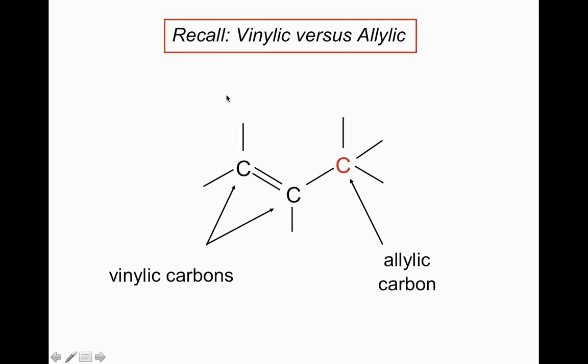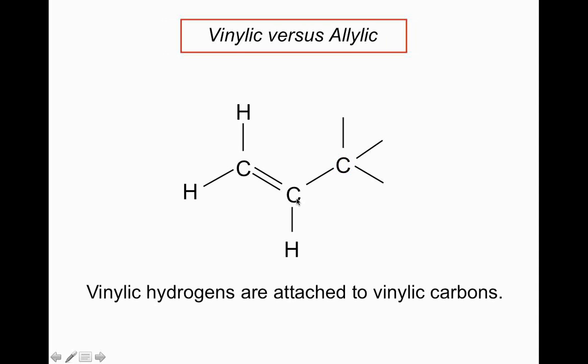So in order to distinguish between all the carbons, let's just look at this and break it down. Again, the vinyl carbons are indicated in black. These are the carbons that are in the pi bond together. The allylic carbon is the carbon that is bonded to one of the vinyl carbons. It doesn't matter which one of the two it's bonded to. If the carbon is bonded to a vinyl carbon, we say that it is an allylic carbon.